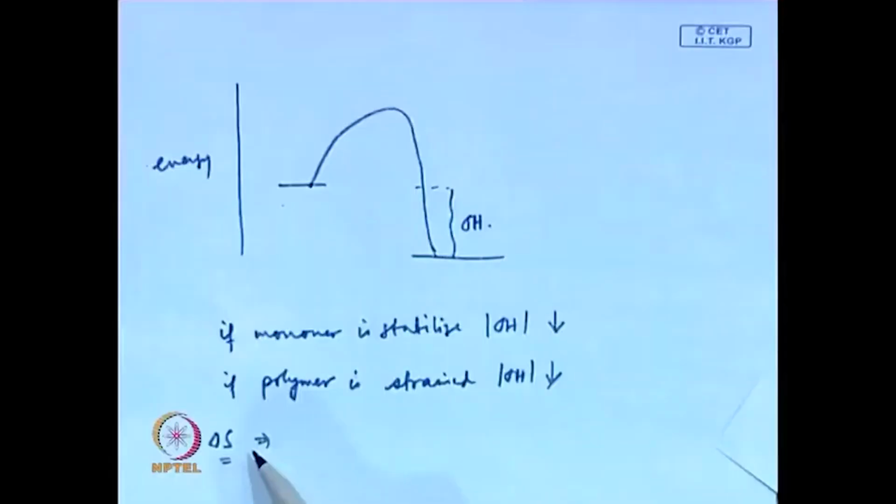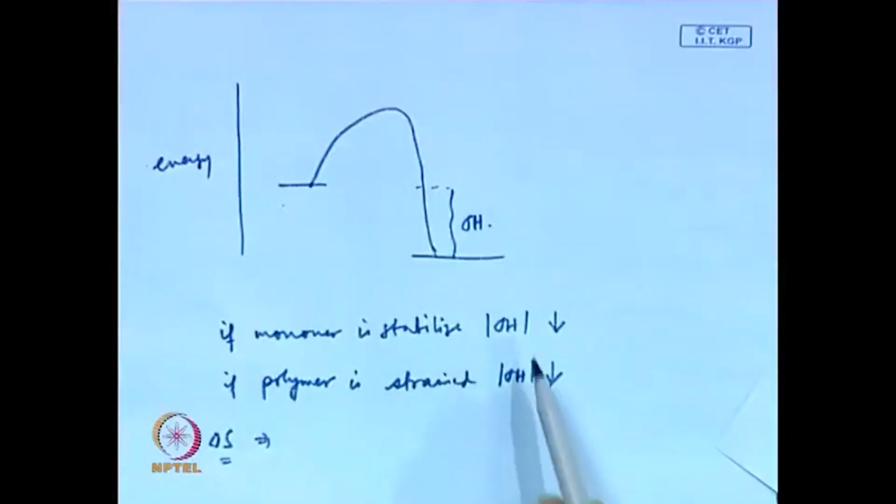So, we will start the next lecture from this page and talk more about the values of delta H and delta S, and how the monomer structure determines or influences the value of delta H, which in turn determines the thermodynamic feasibility of polymerization of a monomer. So, we will start from this page in the next lecture.